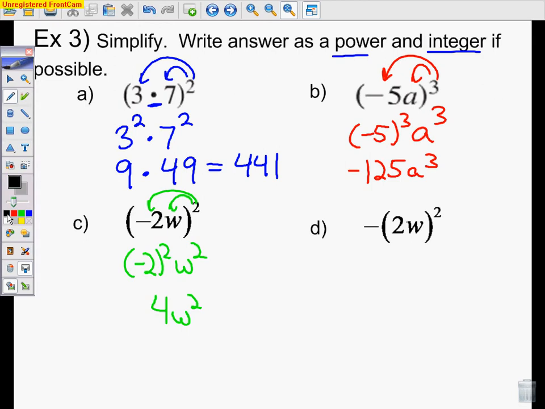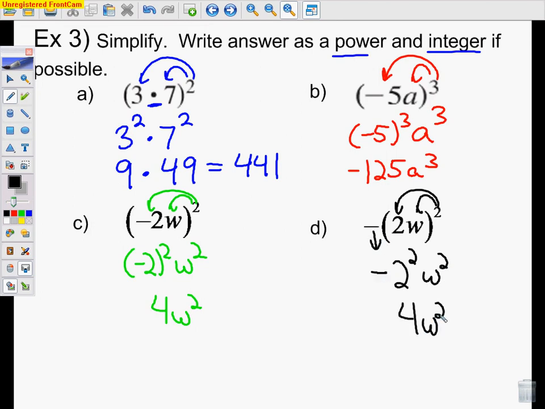Now, part D here. Notice that there's a negative on the outside. Well, it's on the outside, so this 2 is not going to be distributed to that. The 2 is going to be distributed to everything on the inside. So we would have 2 squared w squared, and then we're just going to drop down that negative. 2 squared is 4. W squared is w squared, and once again, we're going to drop down that negative. So our answer is negative 4w squared.